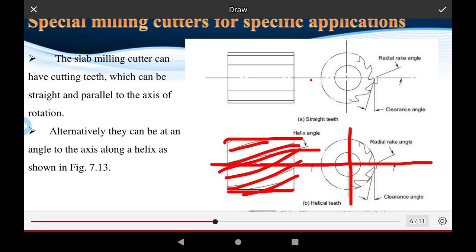Okay, this is the mid face point of the work. This is the workpiece, and this is the teeth of the area, and these are the clearance angles. Okay, this is the clearance angle, and these are the helical teeth. This is the helical teeth angle performed in the operations, and alternatively, they can be at any angles to the axis along a helix as shown in the figures.